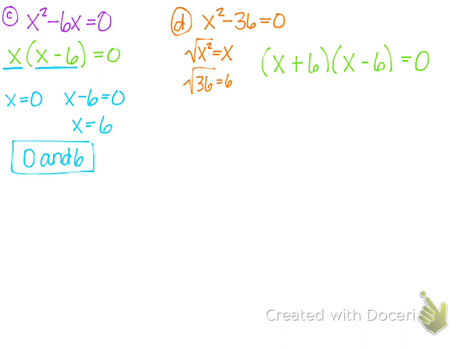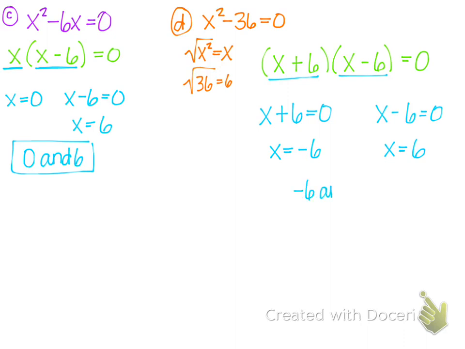So here's where we do our new stuff. We got to take both of these and set them equal to 0 and solve. So we have x plus 6 is equal to 0, and x minus 6 is equal to 0. When we solve the one on the left, we get x is negative 6, and the one on the right, we get x is 6. So our two solutions are negative 6 and positive 6.